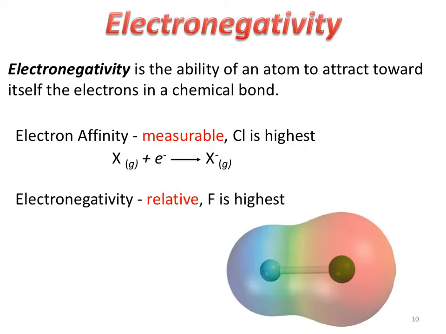Electronegativity is the ability of an atom to attract toward itself the electrons in a chemical bond. It is generally a more qualitative measure. However, it is very useful in helping us determine polarity of a bond and polarity of a molecule.